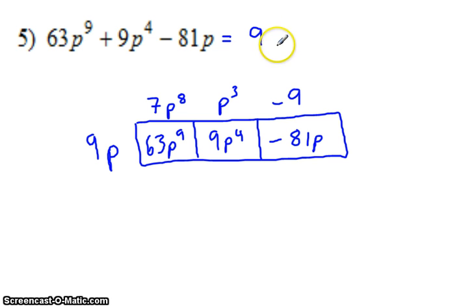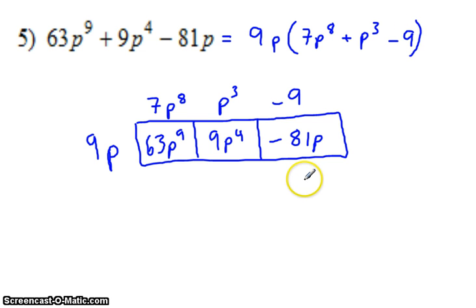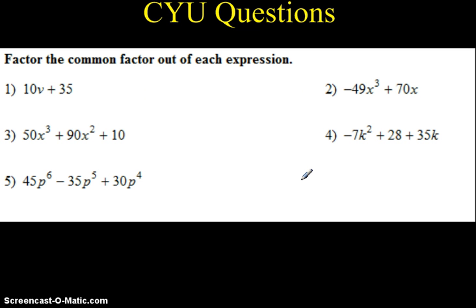My answer is going to be 9p times the quantity 7p to the 8th plus p to the 3rd minus 9. And I think you got the hang of this, so I'm going to get to the check your understanding questions. Alright, check your understanding. I got 5 problems for you to try, and good luck. Thanks for listening.